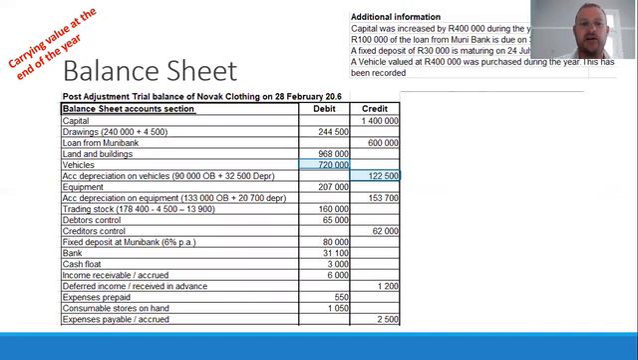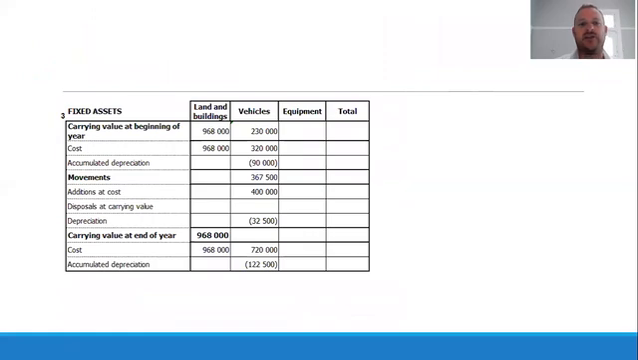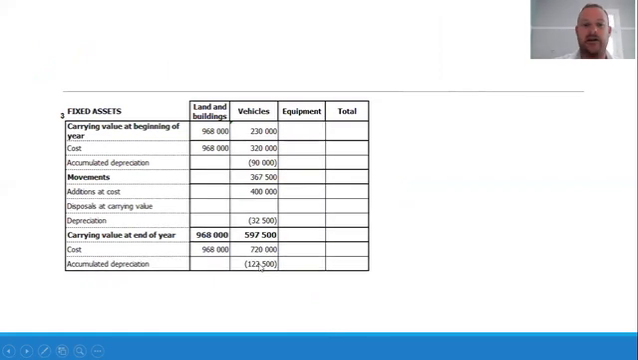Then finally, you can see how you would calculate the carrying value at the end of the year. We know that the vehicle cost is 720,000, including the new vehicle. Then we deduct the total accumulated depreciation of 122,500 Rand, and you'll see how we get the final figure of the carrying value at the end of the year. So there's our cost at the end of the year, with all the accumulated depreciation deducted from that cost, and the carrying value at the end of the year amounts to 597,500 Rand.